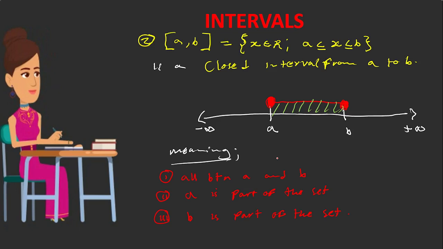So A and B only become part of the set when they are in a closed bracket? Exactly. When A is in the closed bracket, it is part of the set. When B is in the closed bracket, it is part of the set. That's why we have used the shaded circles. But in the case of the previous one, they are not part of the set. Is that okay now?